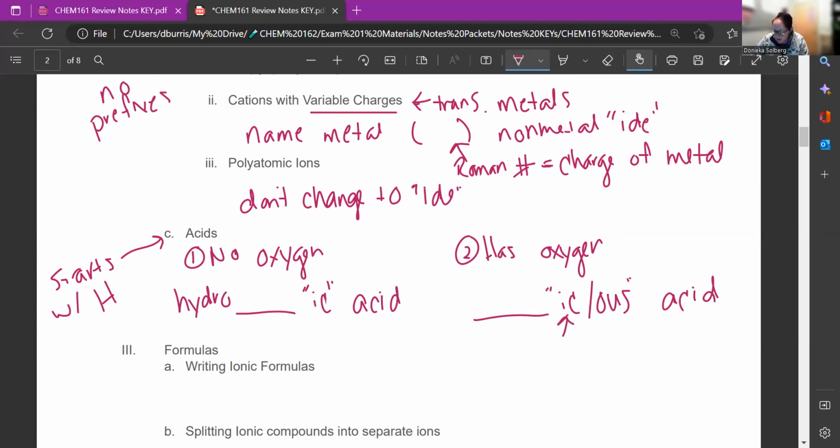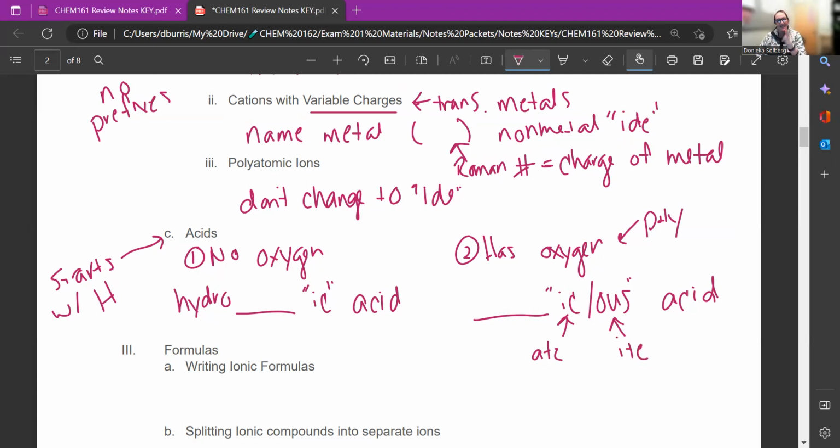The way to tell is, you have to look at your polyatomic ions. It's always going to have a polyatomic ion in it. So you look at your sheet and ask, which polyatomic ion is in here? If it ends in ate, it changes to ic. If your polyatomic ion ends in ite, it changes to us. That's how you differentiate the two.